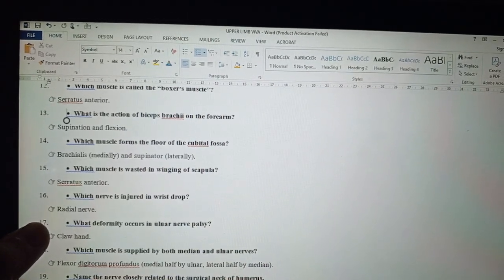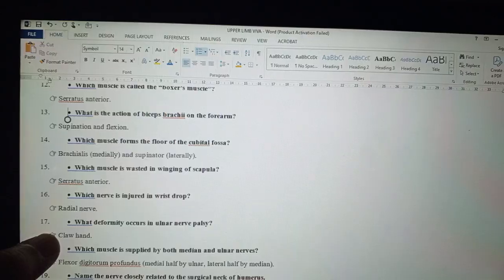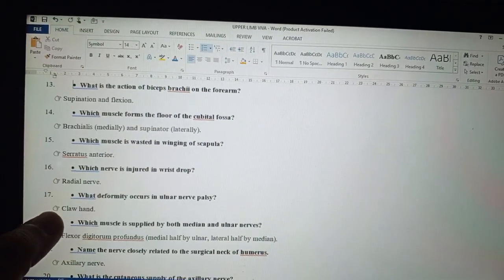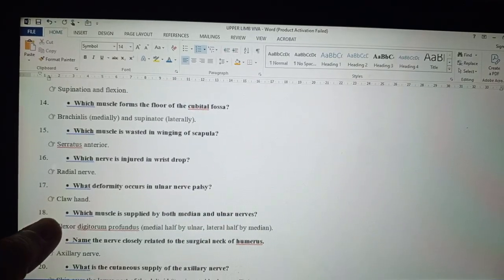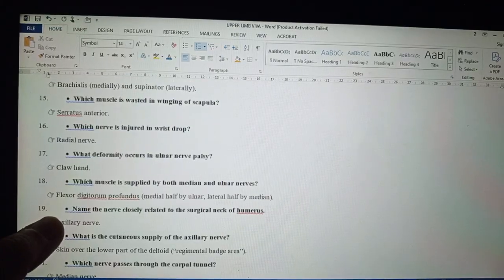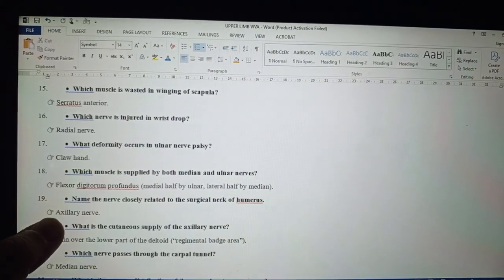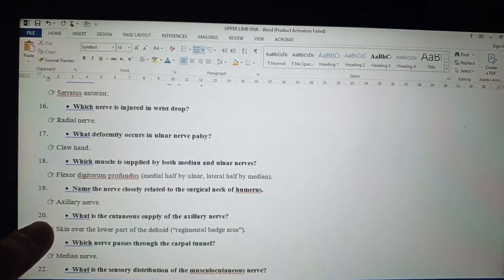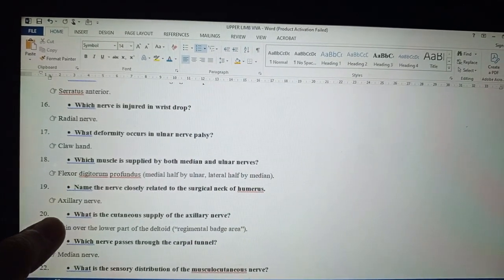Which muscle is wasted in winging of the scapula? Serratus anterior. Which nerve is injured in wrist drop? Radial nerve. What deformity occurs in ulnar nerve palsy? Claw hand. Which muscle is supplied by both the median and ulnar nerves? Flexor digitorum profundus: the medial half by the ulnar nerve and the lateral half by the median nerve.